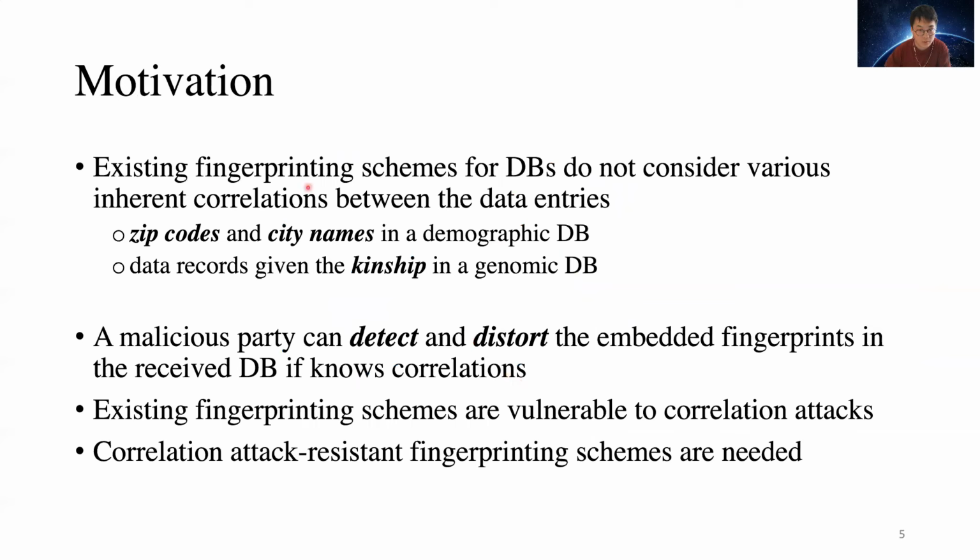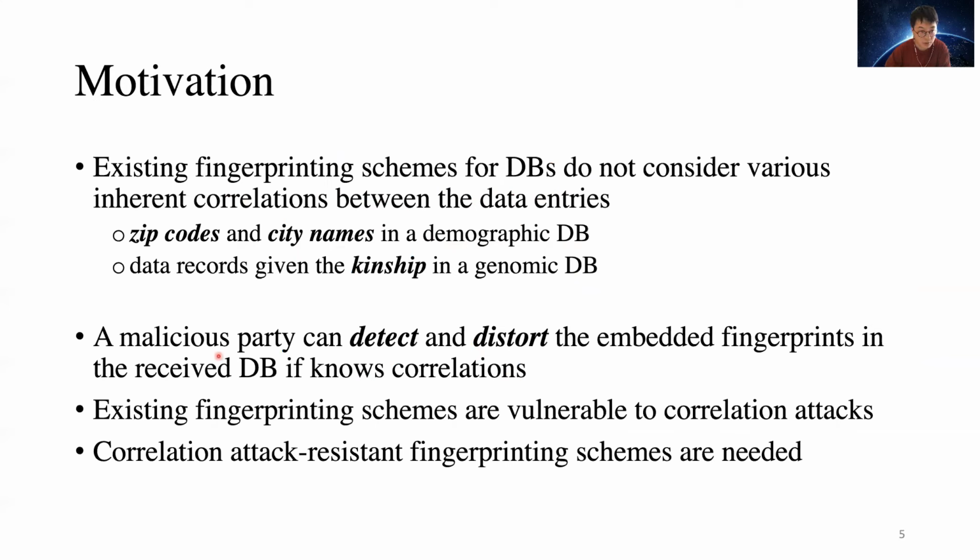Most of the existing fingerprint schemes for databases do not consider the correlations among data entries. However, the correlations are ubiquitous in different types of databases. For example, in a demographic database, the zip codes and city names are correlated. Or in a genomic database, the data records of family members are correlated.